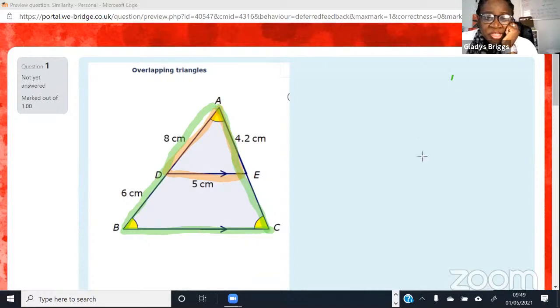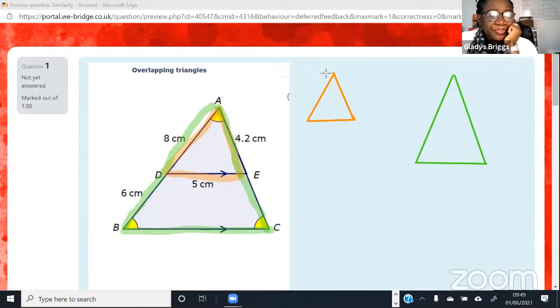And use the information on both of them to find the missing lengths. Okay, so I've got the smaller one, which I'm going to put a different color on. Okay, so for this one, this side here is 8 centimeter, and this one is 5 centimeter, and this is 4.2 centimeter.